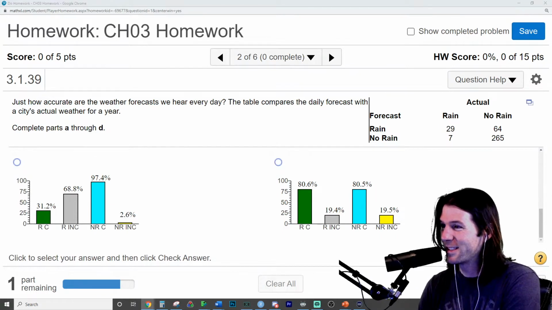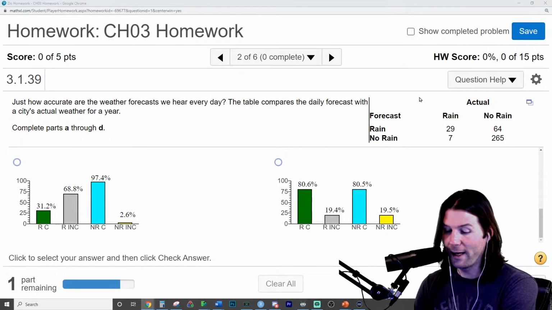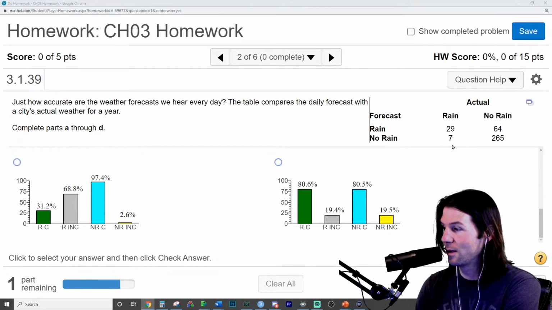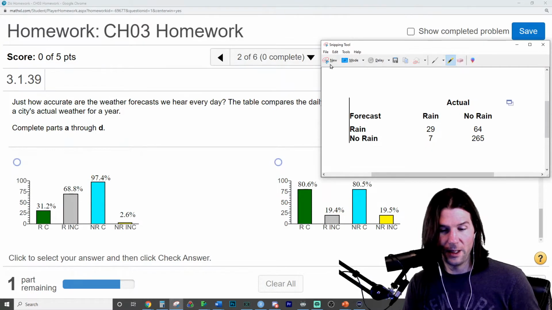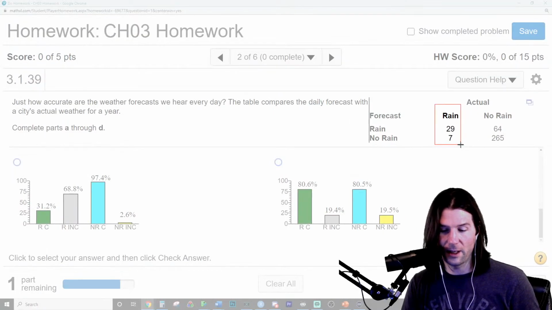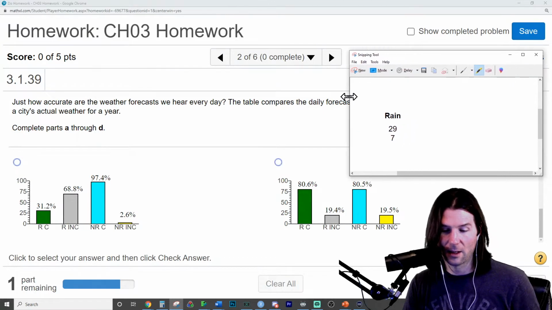Layla, great job right there. So it rained 36 days. And in 29 out of those 36 days, the forecast was correct. Does that make sense? If we only focus in on days it rained, only look at this right here, we're just going to block out everything else out of our brain.